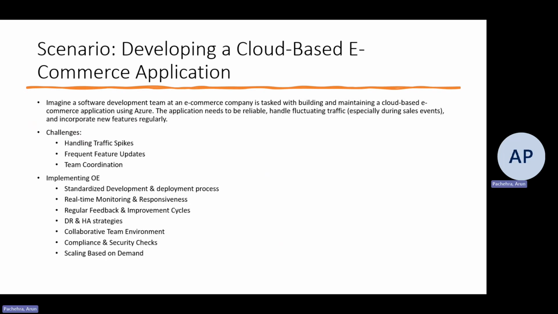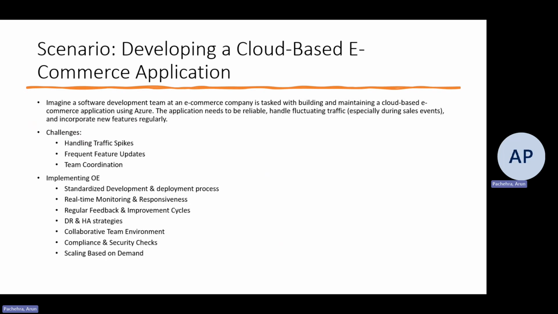Now, how implementing operational excellence will help here, let's see that picture. And this will give you a proper understanding of the core concept of operational excellence. The very first point, as you see on the slide: the team establishes standard workflows for developing, testing, and deploying updates, ensuring consistency. Standard development and deployment processes. So that's what you got to do. You could utilize tools like Azure DevOps for CI/CD pipelines, ensuring each update goes through the same testing and deployment processes. That's how you can standardize the process.